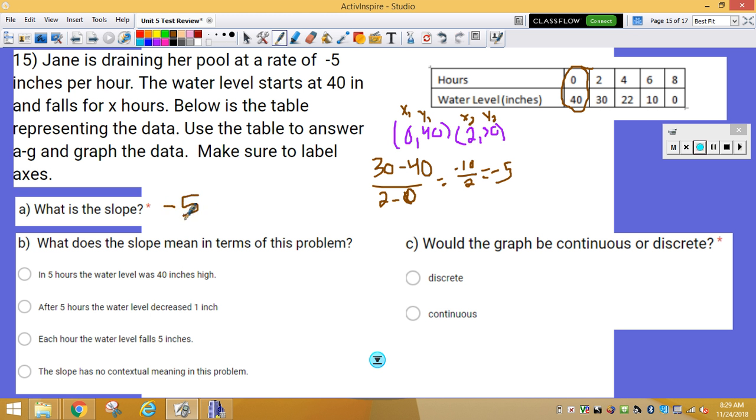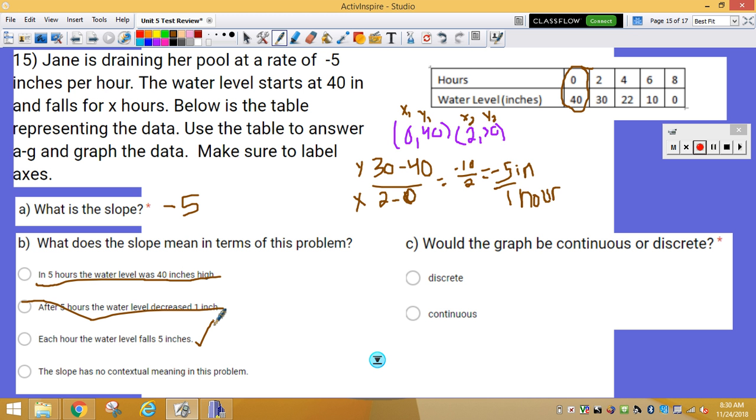What does it mean in terms of the problem? Well, I'm going to change it to a fraction. We've gone through this before. My y's are on top and my x's are on bottom. So y means inches and x means hours. So I want to find some kind of sentence that says the water is losing 5 inches every 1 hour. So let's read. In 5 hours, the water level was 40 inches high. No. After 5 hours, no, I want 5 inches. Each hour, the water level falls 5 inches. There we go. That's the one that works.